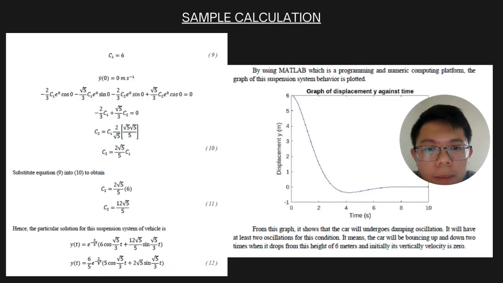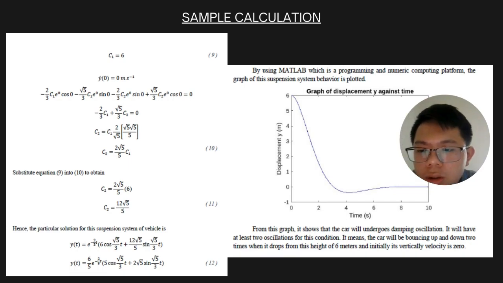So by using MATLAB, which is a programming and numeric computing platform, the graph of this suspension system behavior is plotted and it is shown on the right side of the slide. It shows that it has a damping behavior. This is the graph of displacement y against t, which means the displacement y is in the vertical direction, up and down.